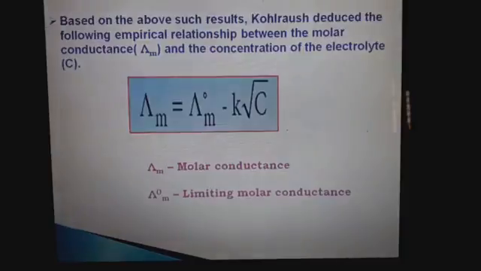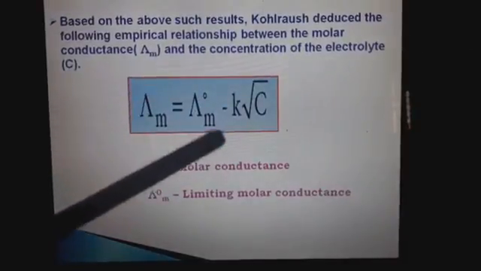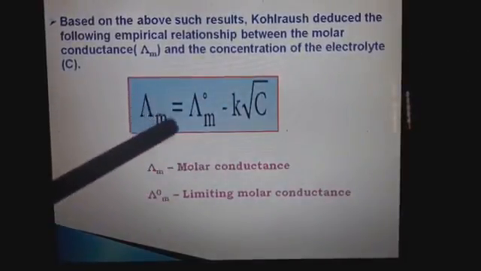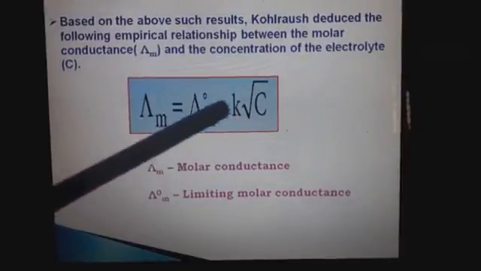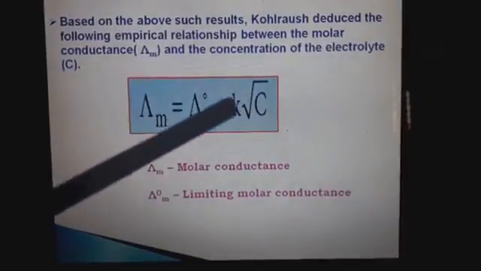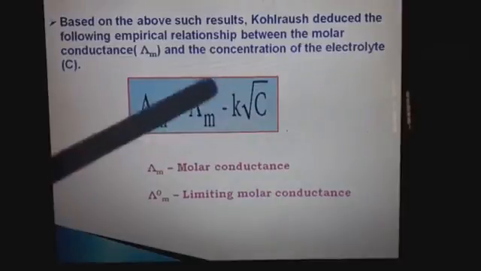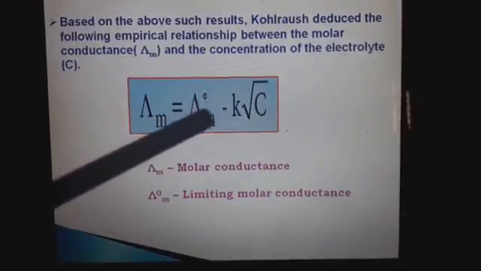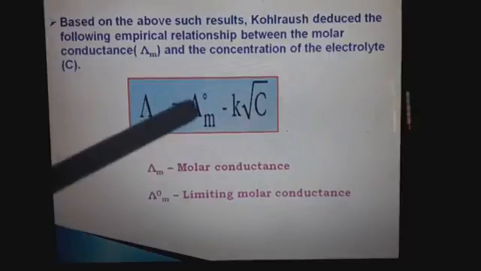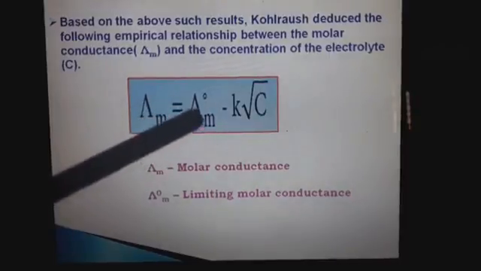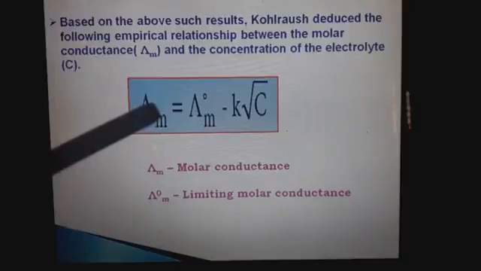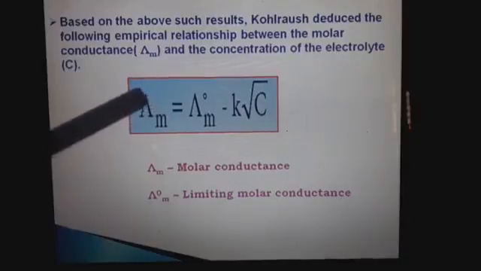Next point, based on the above results, Kohlrausch deduced the following empirical relationship. This is the formula for Kohlrausch's law: lambda m is equal to lambda m0 minus k root c, where c is the concentration. You already know that k is a constant. Lambda 0m is a new concept in this equation. This is the limiting molar conductance, and lambda m is the molar conductance. So in this relationship we find the molar conductance of the electrolyte.